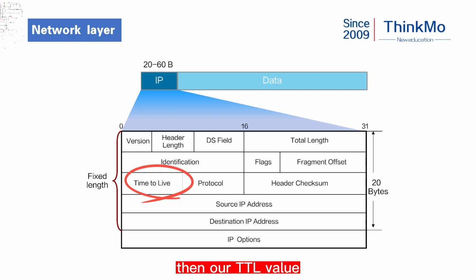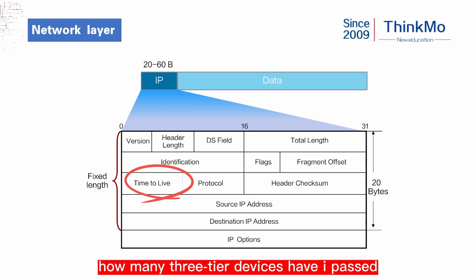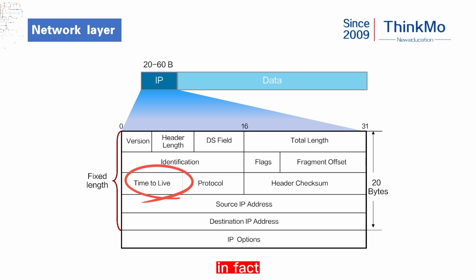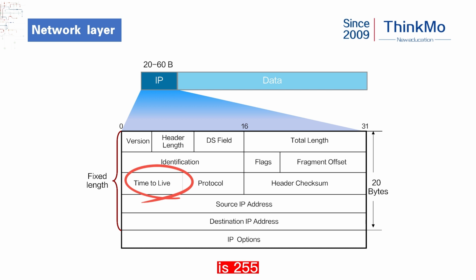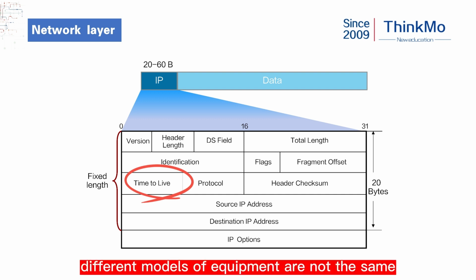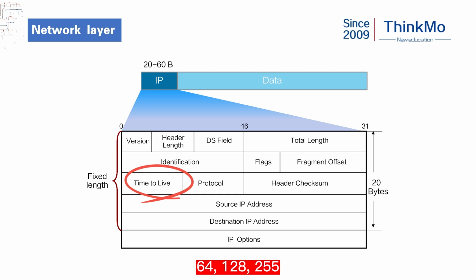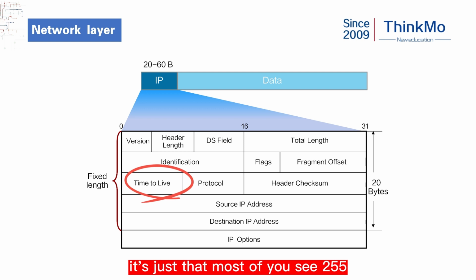Then our TTL value, time to live, is about how many 3-tier devices I have passed. Tell everyone, what is the TTL value that you are probably most familiar with? It is 255. In fact, for different manufacturers, different series, different models of equipment, it is not the same: 64, 128, 255, not fixed. Most of you see 255.